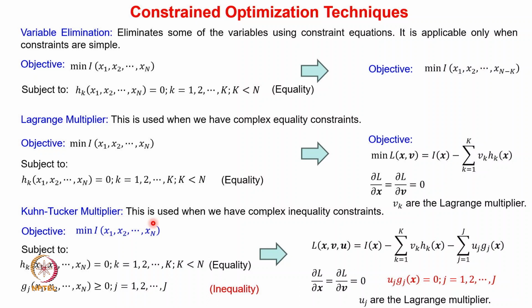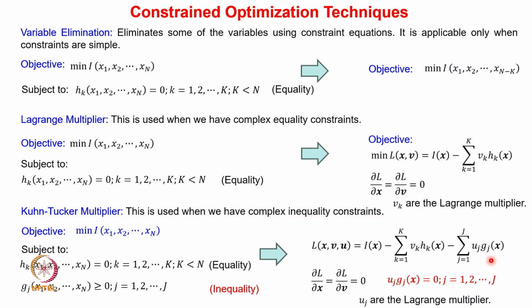The third method is the Kuhn-Tucker multiplier. So remember, in the Lagrange multiplier method, we can only handle the equality constraints. But very often in practical applications like flowsheet optimization or process design optimization, typically we have inequality constraints, isn't it? So whenever we have an inequality constraint, we have to go for another method, which is called the Kuhn-Tucker multiplier. So in the Kuhn-Tucker multiplier, what we do is we formulate a Lagrange function in a similar way, isn't it? So L here will be a function of X, V and U. Here V are nothing but the Lagrange multipliers and U are nothing but the Kuhn-Tucker multipliers.